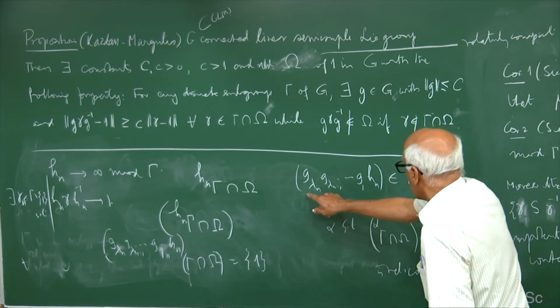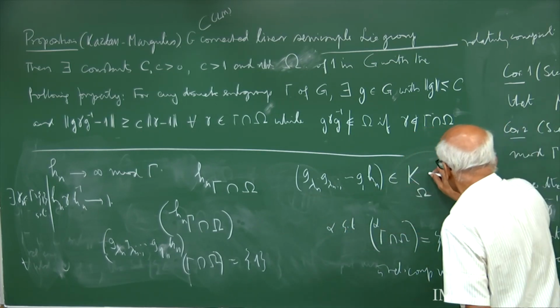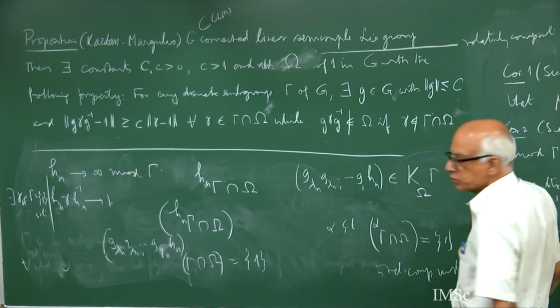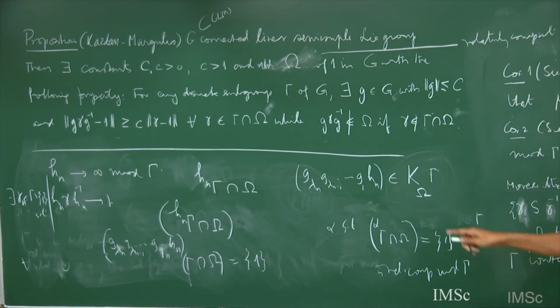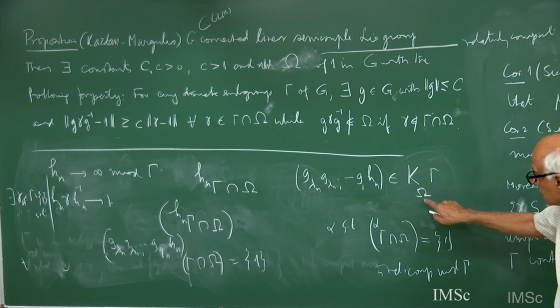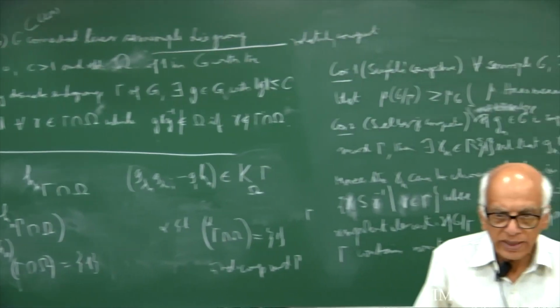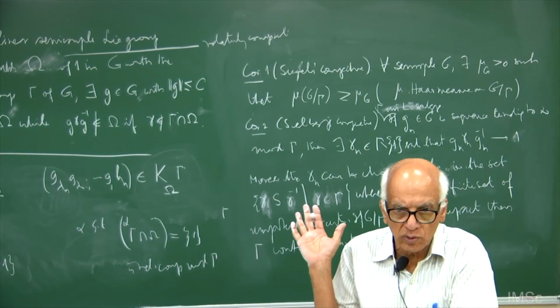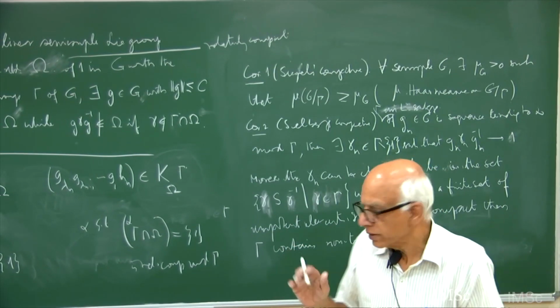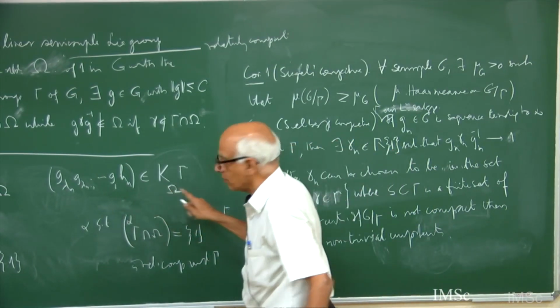Which means I can find this element is in k omega gamma, where k is some compact set. But that compact set might depend on hn also? It depends only on omega. The set of elements which keep everything outside omega, other than identity, is a relatively compact set. For a fixed omega, it depends only on omega, nothing to do with my n. So this has got into k omega gamma.